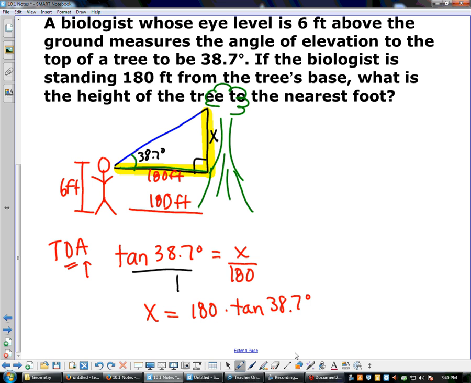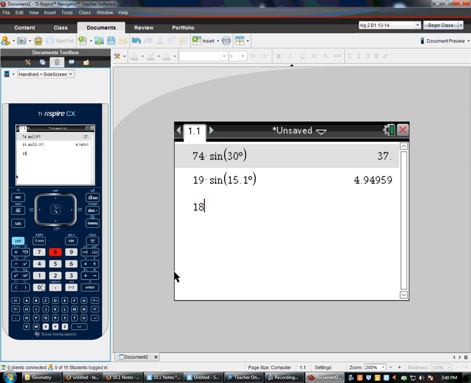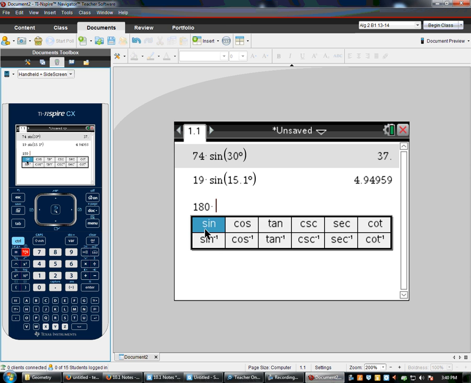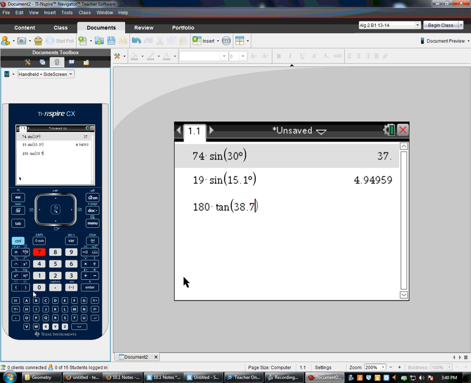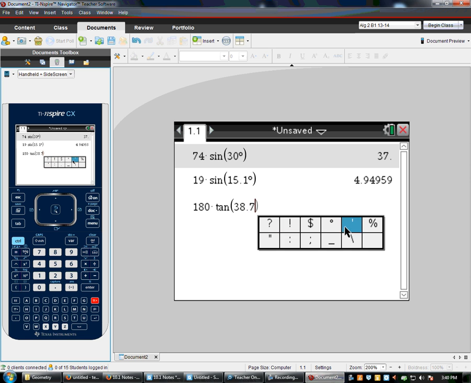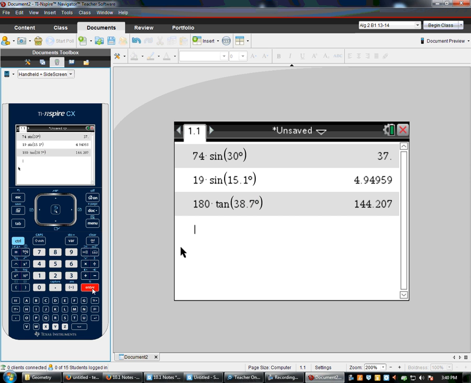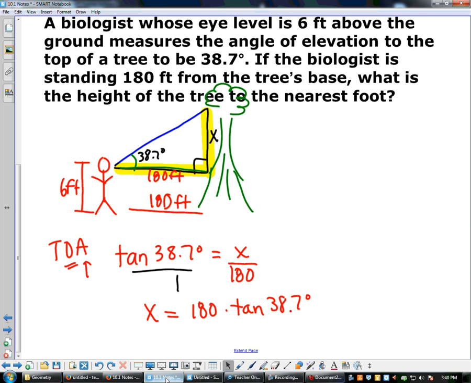So let's go to our calculator and figure out what that is. 180 multiplied by the tangent, so choose tangent here. I've got to check back for a second. All right, 38.7. And make sure you tell your calculator you're calculating in degrees. And it tells me that that opposite leg is 144. I'm just going to round to the nearest foot there. 144 feet. So how does that help us answer our question?